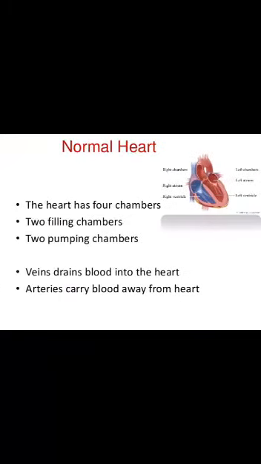So, the normal heart. A normal heart has four chambers: two filling chambers and two pumping chambers, and veins drain blood into the heart and arteries carry blood away from the heart. It is the normal mechanism of the heart.